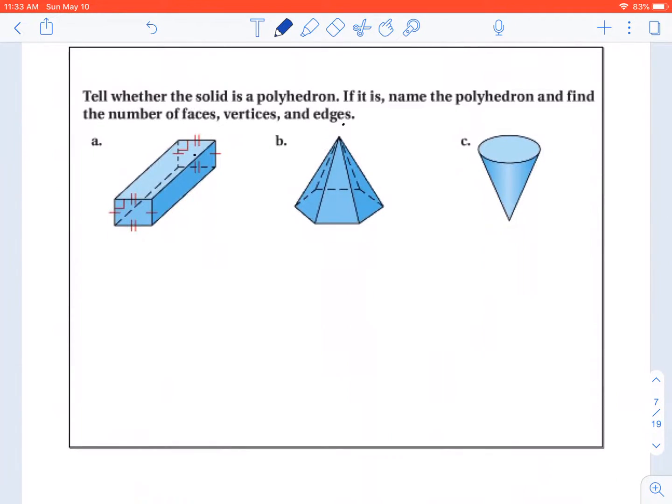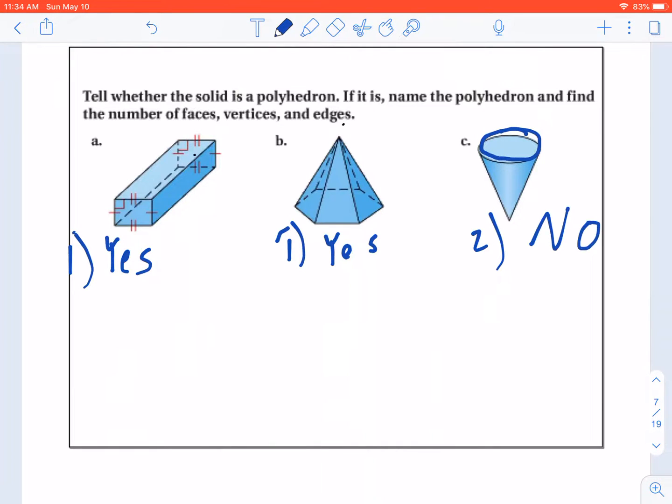So let's take a look at the 3 examples here. First, it says tell whether the solid is a polyhedron. To be a polyhedron, as a quick reminder, it must be made up of all polygons. So in A, first question, is it a polyhedron? It's made up of all rectangles, so it's yes. In B, we have the hexagon on the bottom, the rest is all triangles, so it's yes. When I look at C, C has that circular part to it. This is not a polyhedron. It is not made up of all polygons.